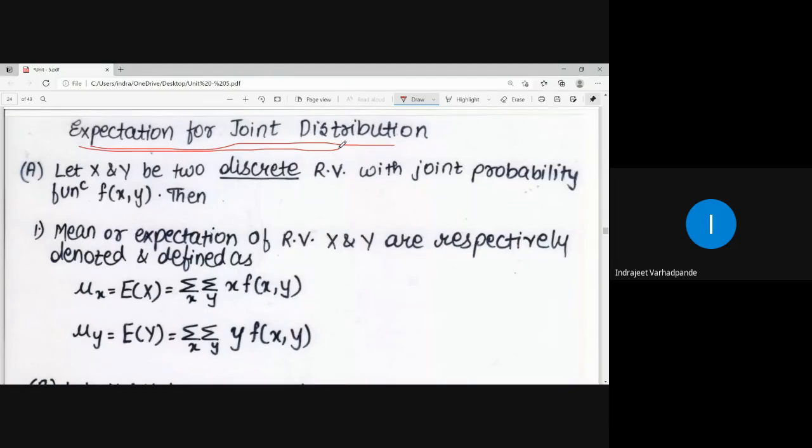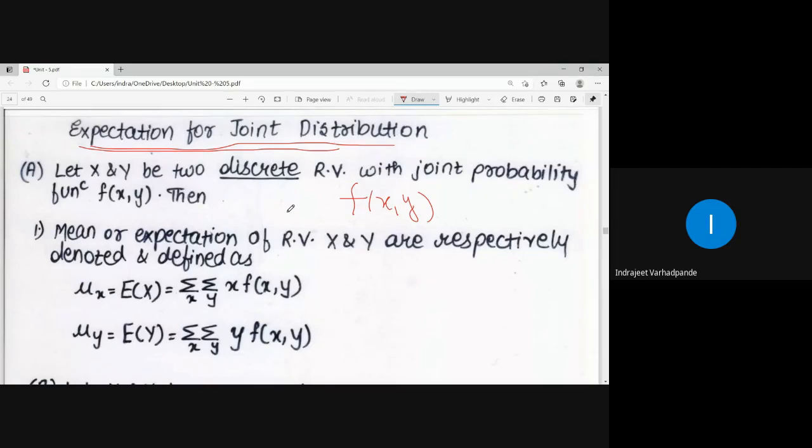Whenever in place of one random variable, we are dealing with two random variables simultaneously, say X and Y, the joint probability function or the joint density function is given by f of xy. So whenever two random variables X and Y are involved, I will be talking about the joint distribution. And now we will be extending our topic of mathematical expectation, variance, and standard deviation for the joint distribution.